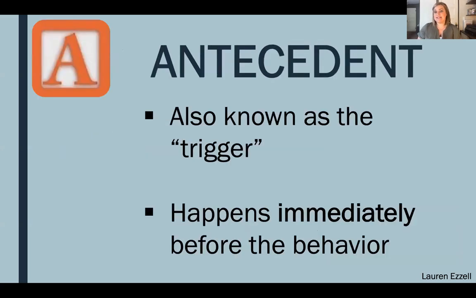So the antecedent, the A in our ABC, is also known as the trigger. So the thing that causes the behavior to happen. It happens immediately before the behavior. Now, a very common thing that I hear is that it just happens. I ask, so what happens when what causes the behavior? And they say, it just happened. Nothing caused it, it just happened. Now, some antecedents may be harder to see, but they're still there. There is still something triggering that behavior.